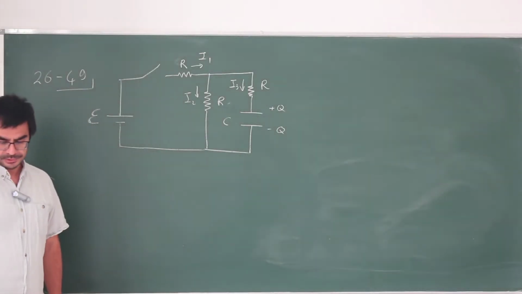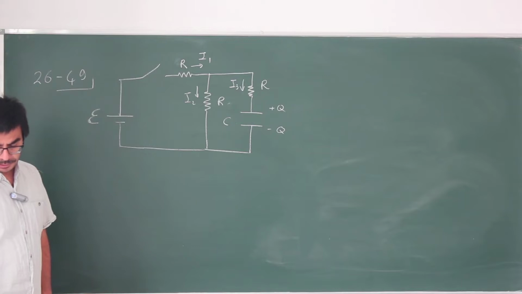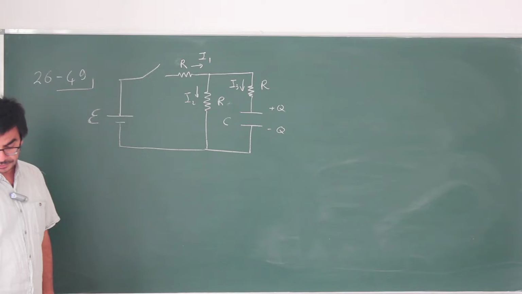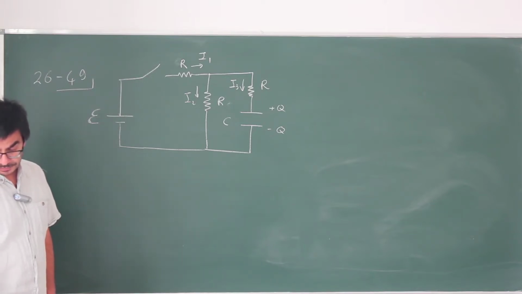So this is problem 49 from chapter 26. Here we are given a circuit that I already drew on the blackboard. It contains some resistors and a capacitor and a battery, and there is a switch. All the resistors have the same resistance R. At t equals 0, with the capacitor C uncharged, the switch is closed.